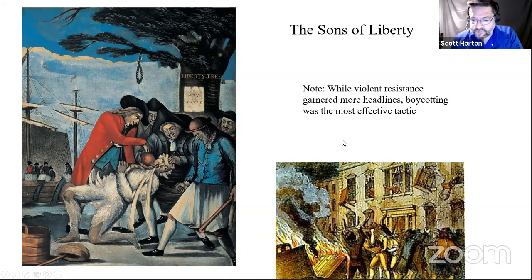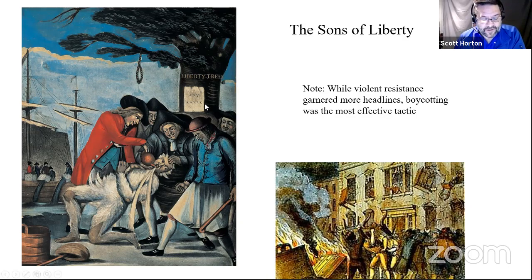And you'll see I put a little note here on the slide. While violent resistance garnered more headlines, this is the stuff that gets people's attention. In the lower right-hand corner, you see a tax collector, Peter Oliver. His home was attacked, and they threw his belongings into the street and lit them on fire. Over here, of course, tarring and feathering was one of the famous tactics. This gets people's attention. It certainly draws headlines.